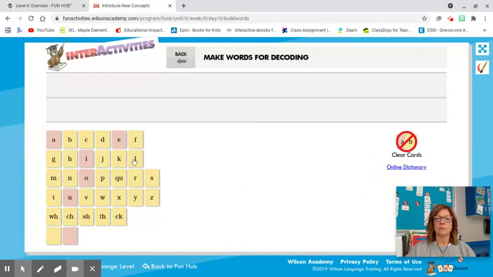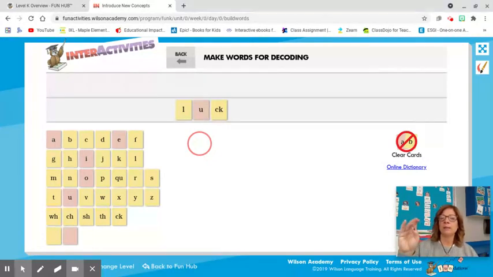We're going to use an L and a U, and we're going to use CK again. All right, so let's tap this one out. The vowel in the middle will be the short vowel sound for you. Here we go. K. Help me tap it out. Ready? Get your fingers ready. K.